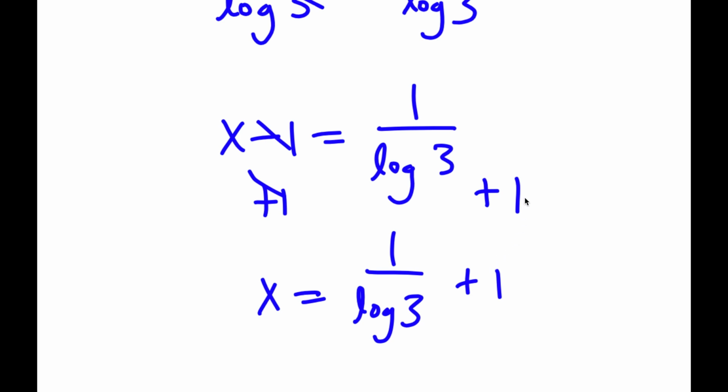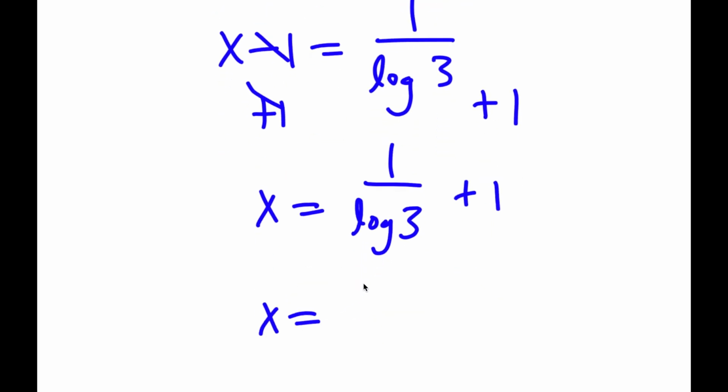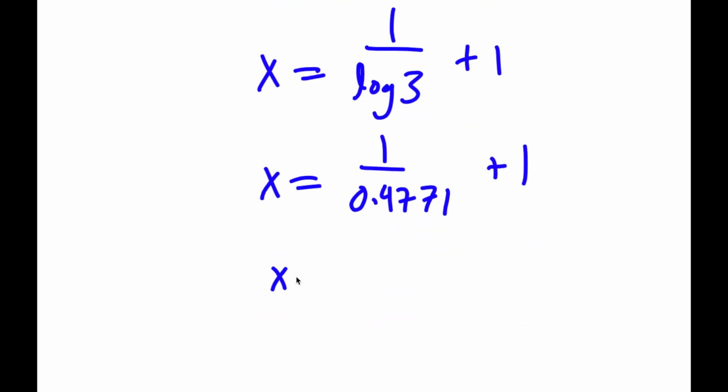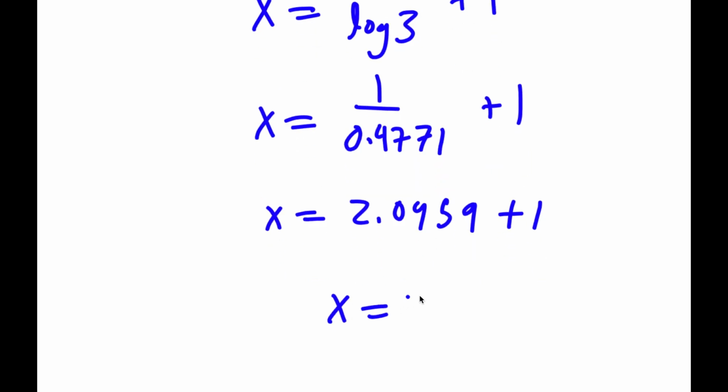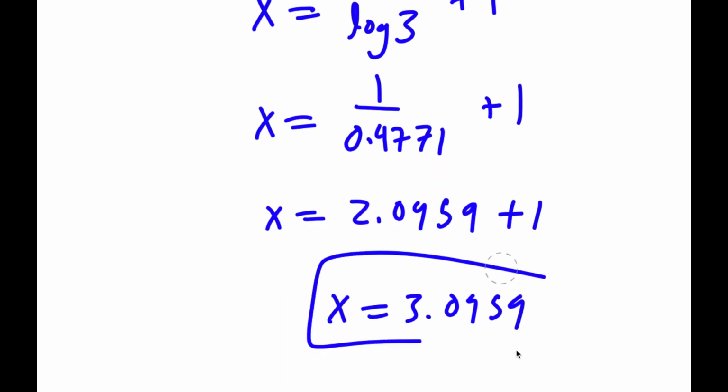So now, to find the exact value, log 3, I can plug this into a calculator. Log 3 is equal to 0.4771. So I have 1 over 0.4771 plus 1. So now 1 over log 3, or 1 over 0.4771, that's going to be 2.0959. So I have this plus 1, so my final answer is 3.0959. So this is my answer.